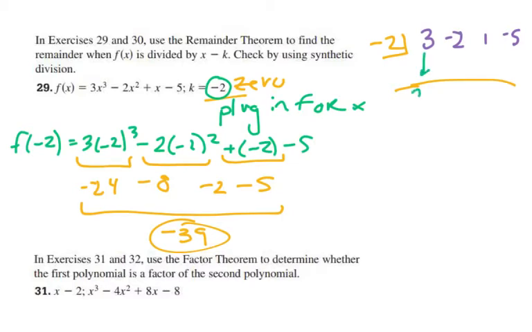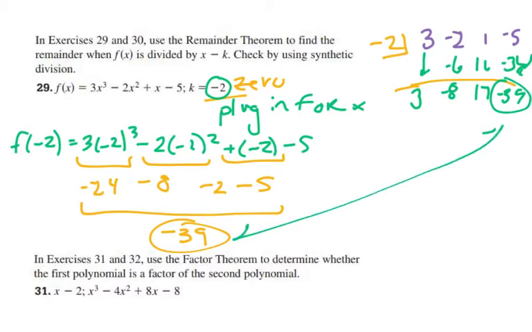Filling that out, bring down the 3. 3 times negative 2 is negative 6. Add those together, negative 8. Multiply those, 16. Add that together, 17. 17 times negative 2 is negative 34. Is that right? Yep. And that's really ugly, but either way, negative 39, which is what we got if we just did synthetic division anyway. Super! So the remainder is negative 39.